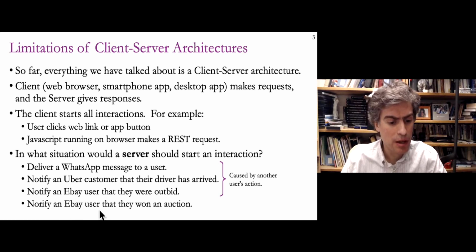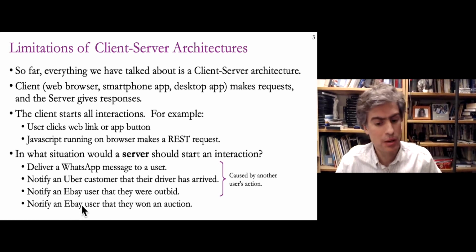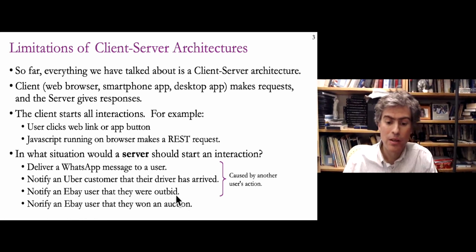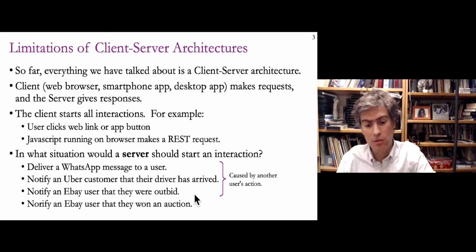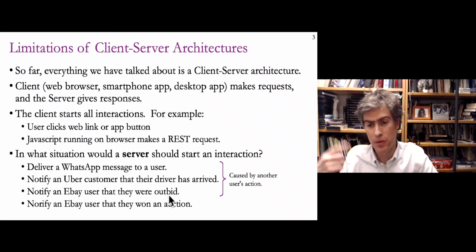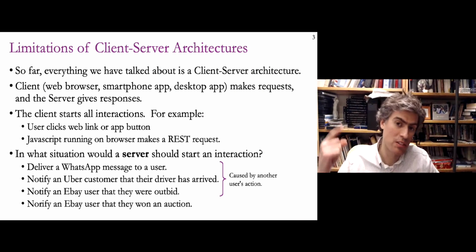Another example is with eBay, an auction site. If a user placed a bid on an auction and they were outbid, that means someone else placed a bid that was higher than them. So it's another user doing something that causes you to want the service to send a notification to someone else.